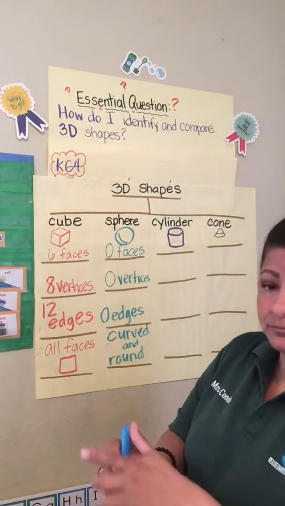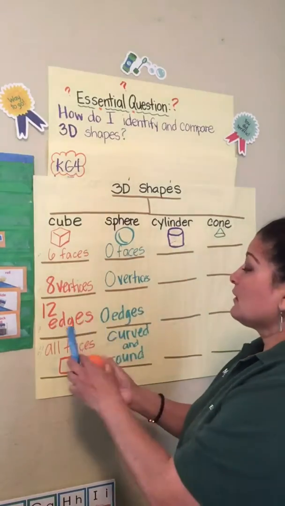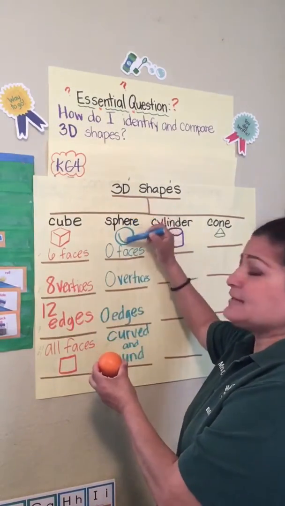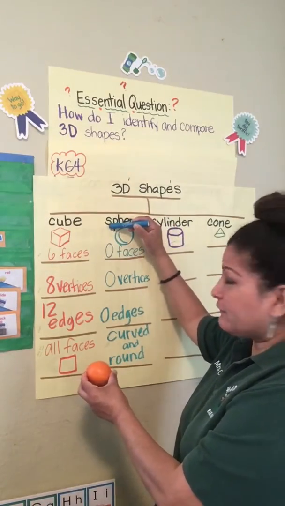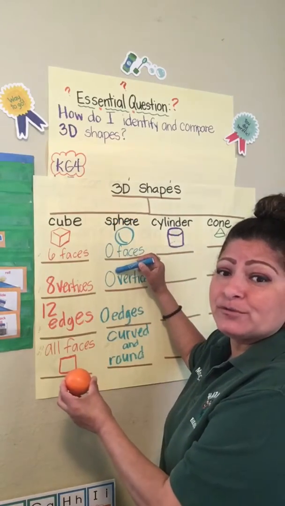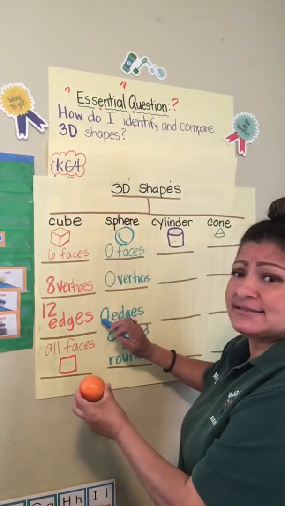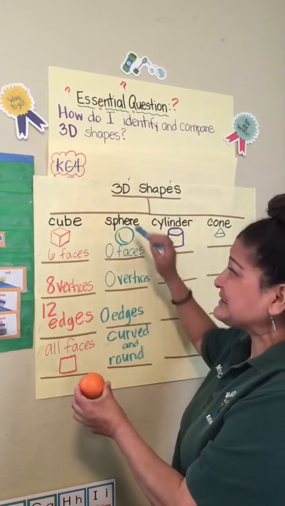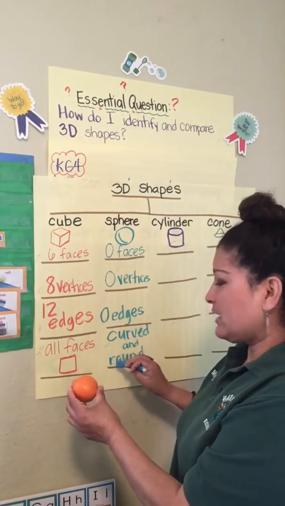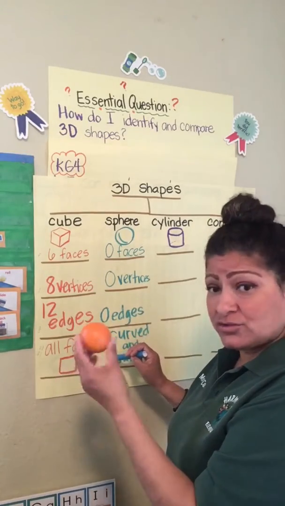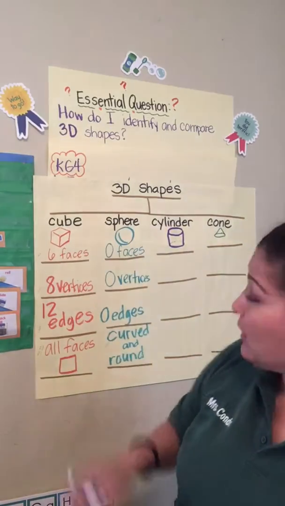Let's review. Ready? I'll hold this here and you help me. Remember, we're using complete sentences. A sphere has 0 faces. A sphere has 0 vertices. A sphere has 0 edges. A sphere is curved and round. Good job. Look at our tree map. It's coming along, isn't it? Good. What's the next shape?